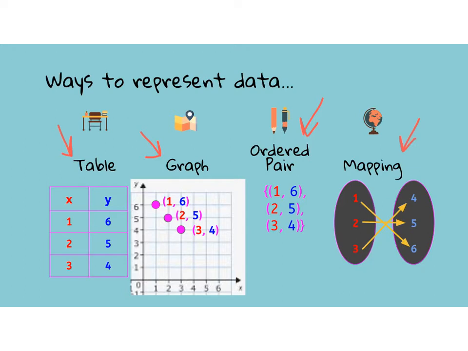So if you notice, the same numbers that are on the table are represented as a point, the x and the y values. And then we move on to ordered pairs. This is what it looks like as an ordered pair. And then on the mapping diagram, again, we have the same points listed, and on the mapping diagram, they're listed from smallest to biggest.